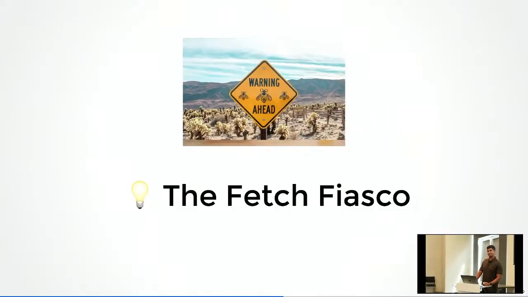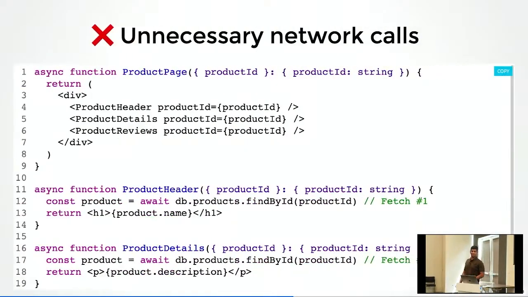All right, so the fetch fiasco. This one's a cool one. What if I have a set of components which are calling three to four other components? So you have a product header, product details, product reviews. Now, in each component, we encourage to fetch data, right? So what if different teams wrote it, or you're not even that aware of what it's doing? But what if in each component we are fetching the same data?